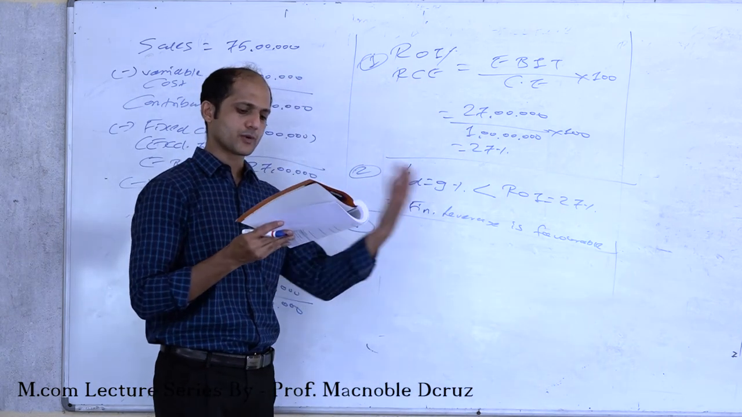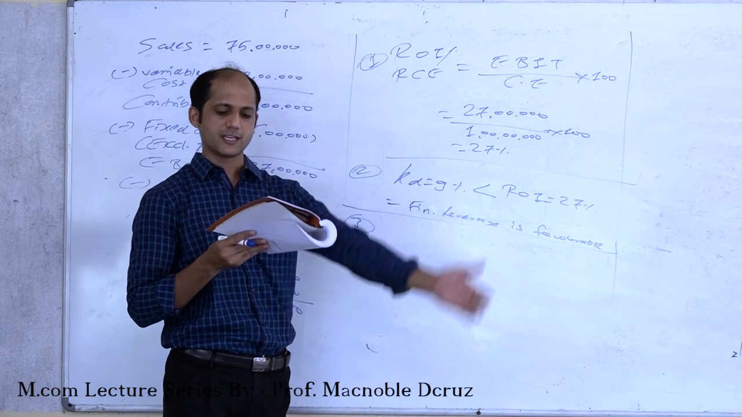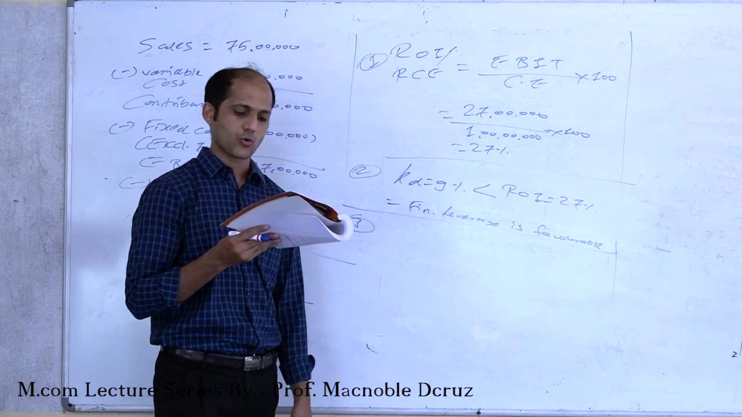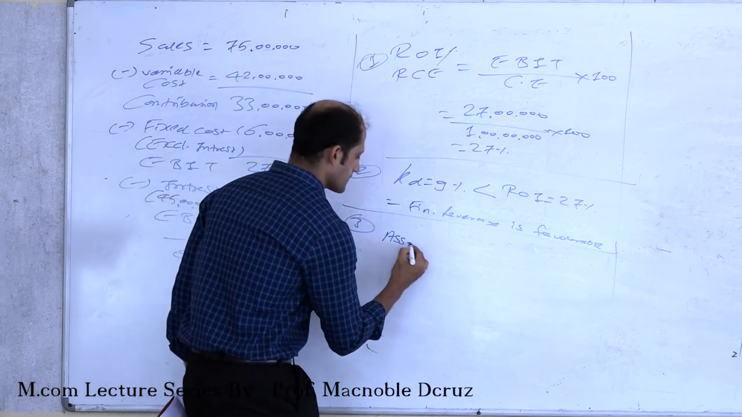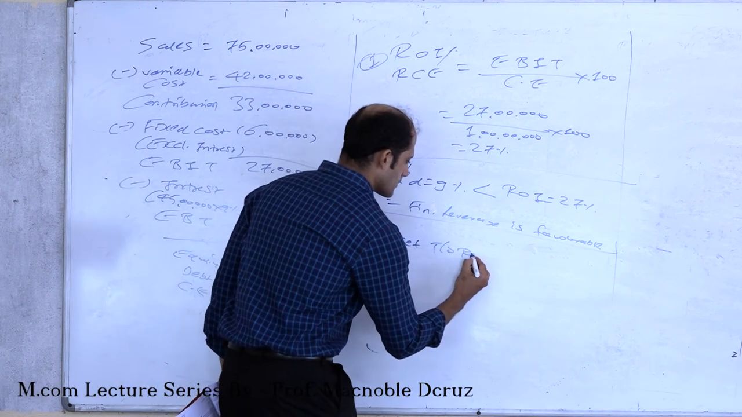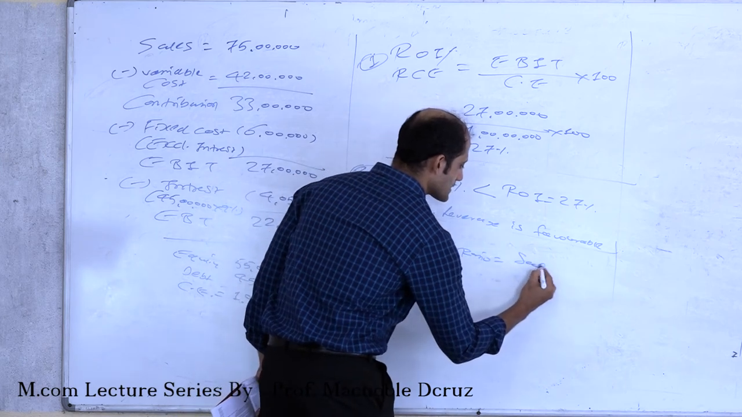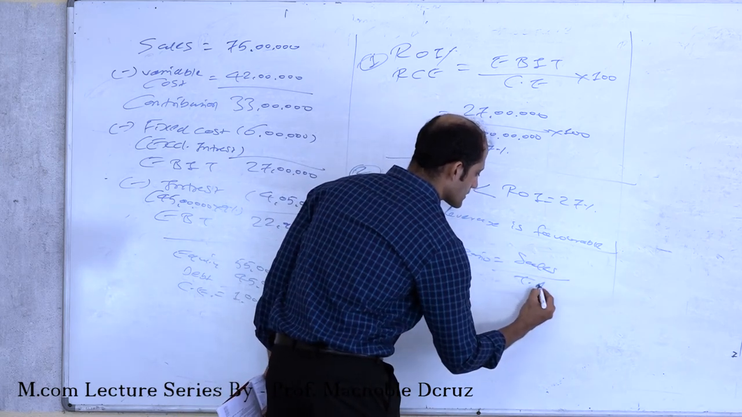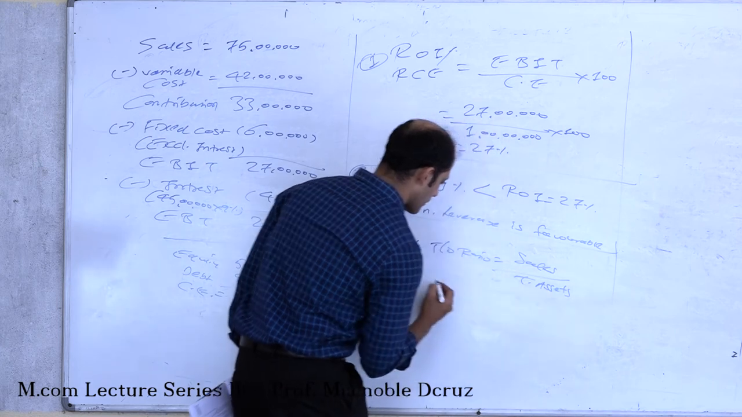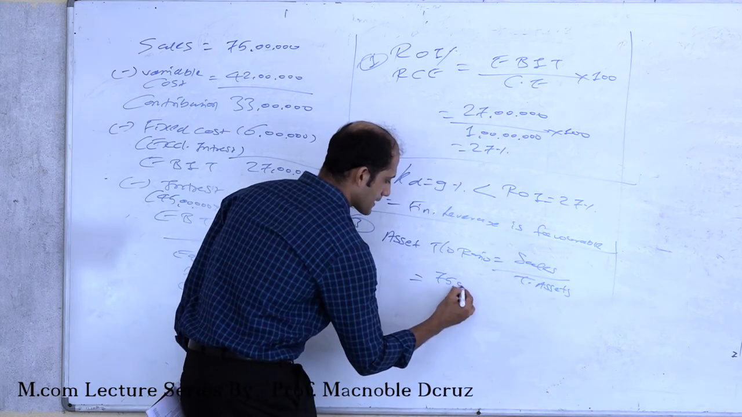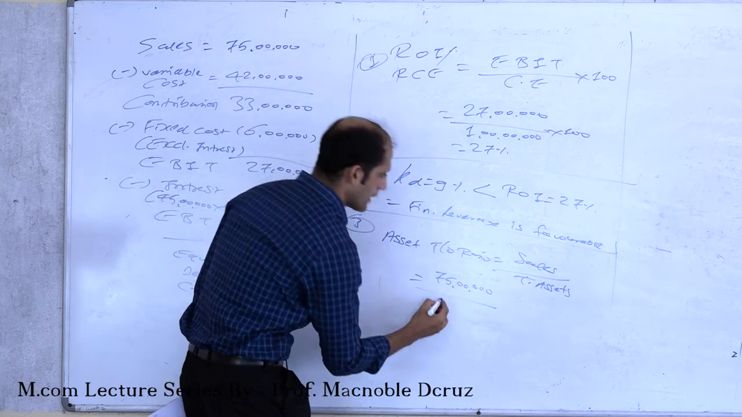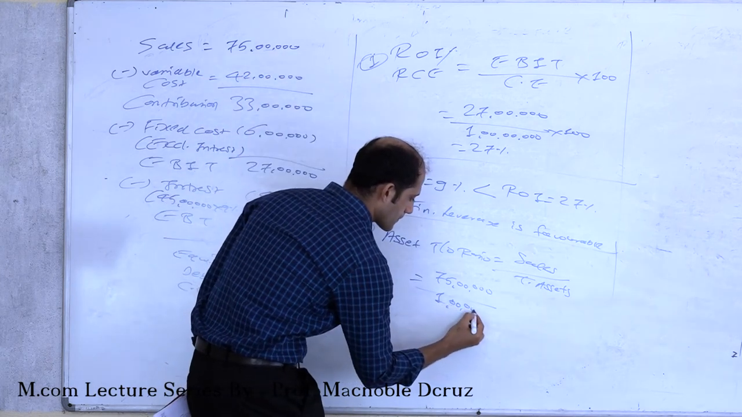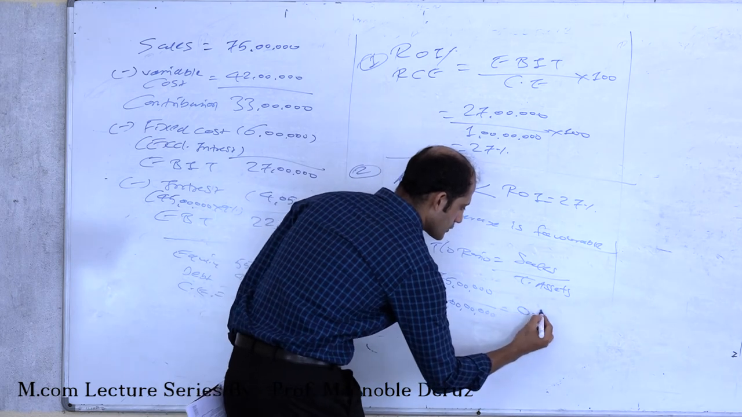If the firm belongs to an industry whose asset turnover ratio is 3 times, does it have high or low asset leverage? Yes. Now, asset turnover ratio is equal to sales divided by total assets. Total assets is equal to capital employed. Sales is 75 times given in the problem. And total assets is 1 crore. So it becomes 0.75.